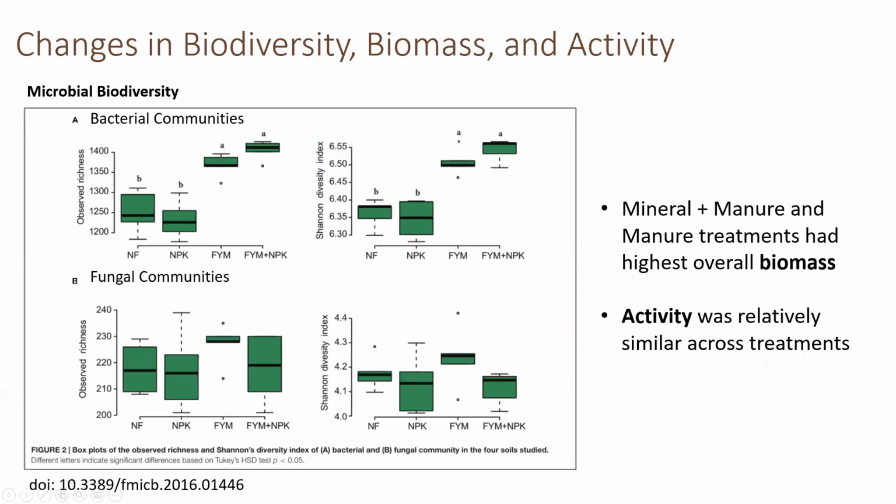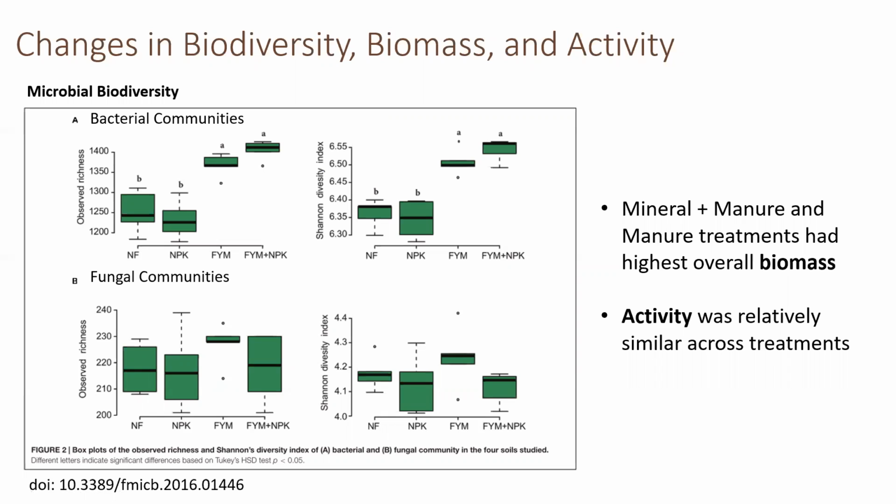So let's look at how these fertilizers are shaping the bacterial and fungal communities. On the left, we're looking at microbial biodiversity, in this whole figure here. There are two different graphs for both bacteria on the top and fungi on the bottom. The researchers are just using different metrics to measure biodiversity. We're not going to focus on that. We're just going to look at the overall trends in all of these graphs.